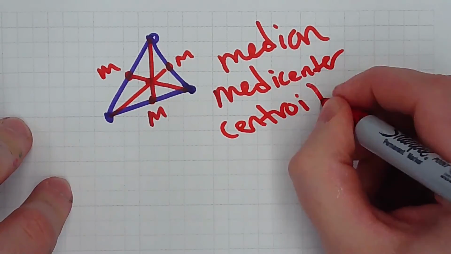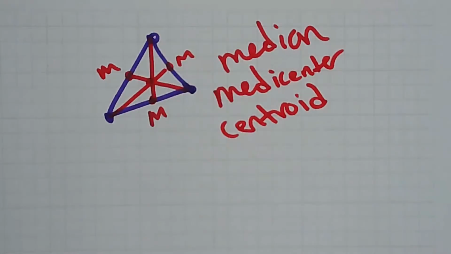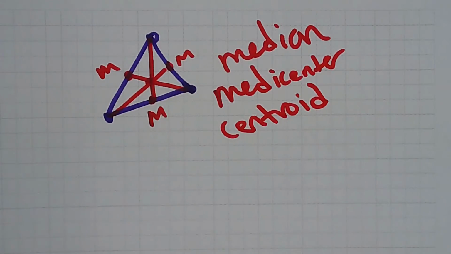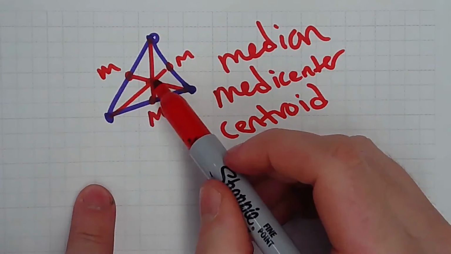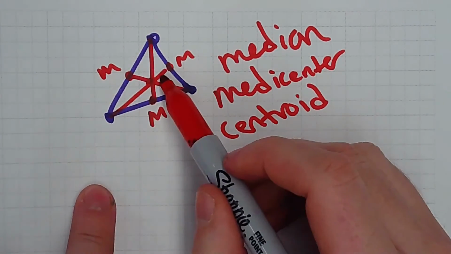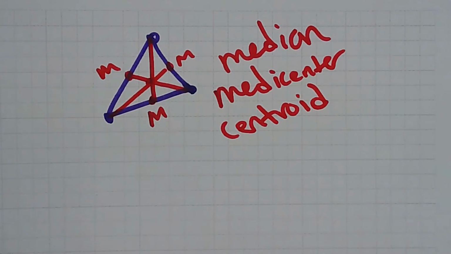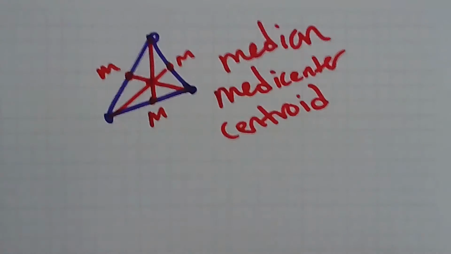And what is the function of the centroid? It serves as the what of the triangle? The balance point. And then what does it cut the medians up into? 2/3, 1/3. Yeah, a 2-to-1 ratio, 2/3, 1/3. That's what I'm talking about.